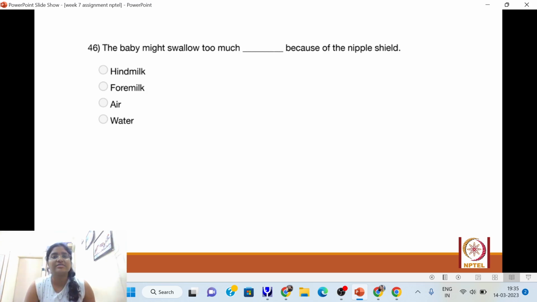I think this is the last question of this session. The baby might swallow too much dash because of the nipple shield. Hind milk, fore milk, air, or water.